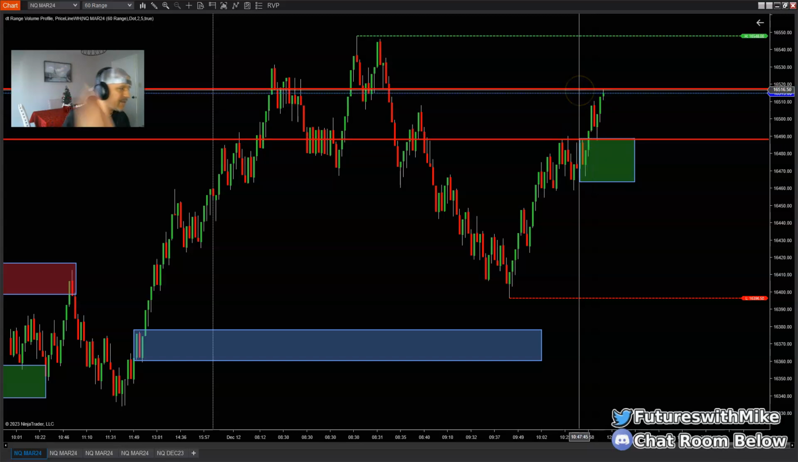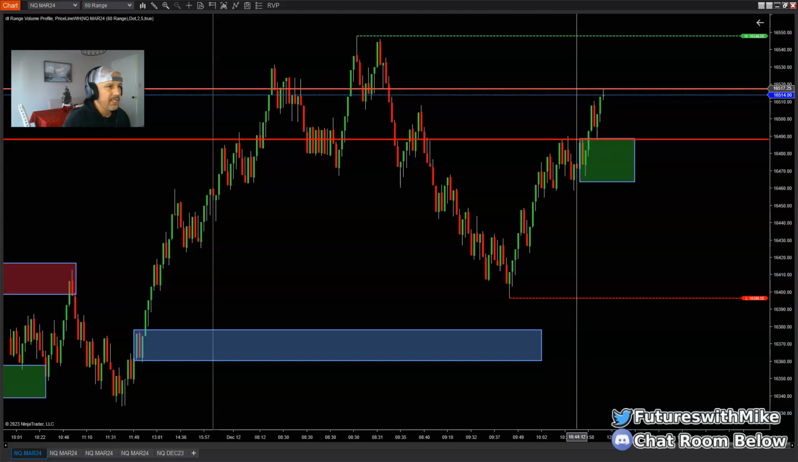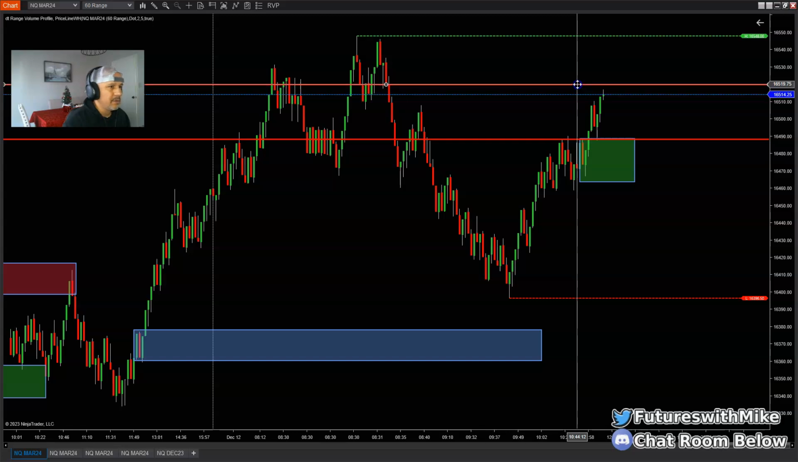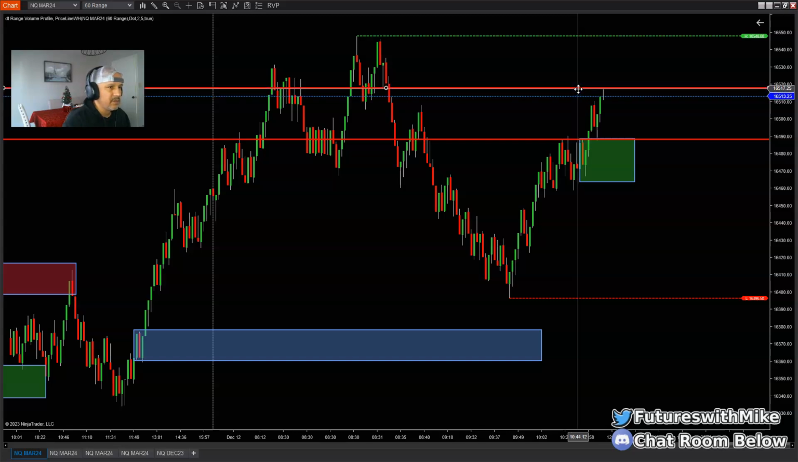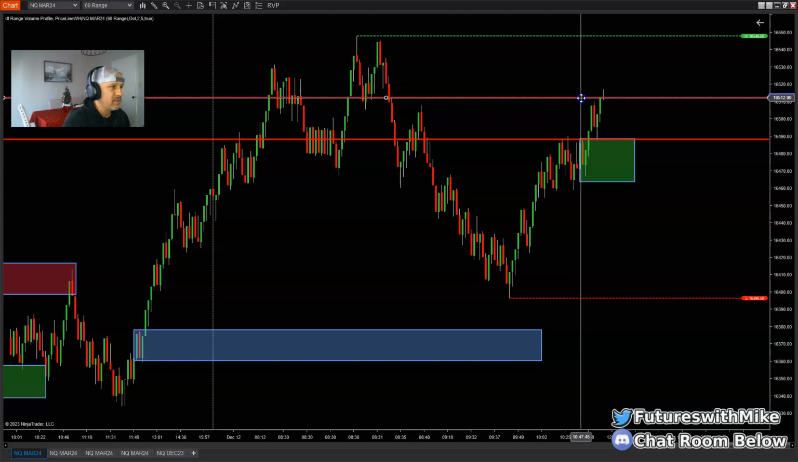Boom. Supply. Just hit it, right? Look at that. What did it just hit? 17 and a quarter, which is right there at that supply area. One tick away pretty much.